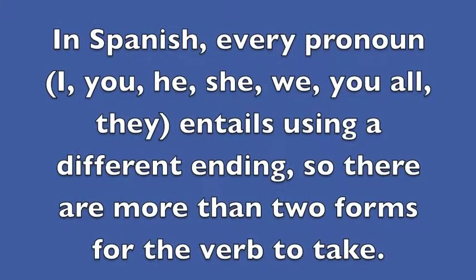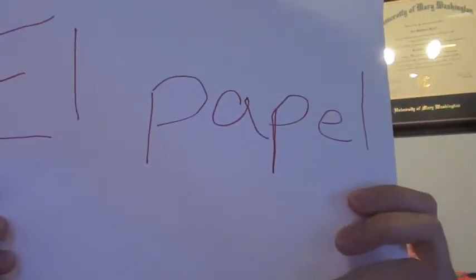In Spanish, it's not just the he, she form that changes. All the forms have a different ending based on what the pronoun is. Gustar was a special case because in gustar, the pronoun is the object that you're talking about, and that's why gusta becomes gustan when you're talking about a plural object. The paper? El papel.